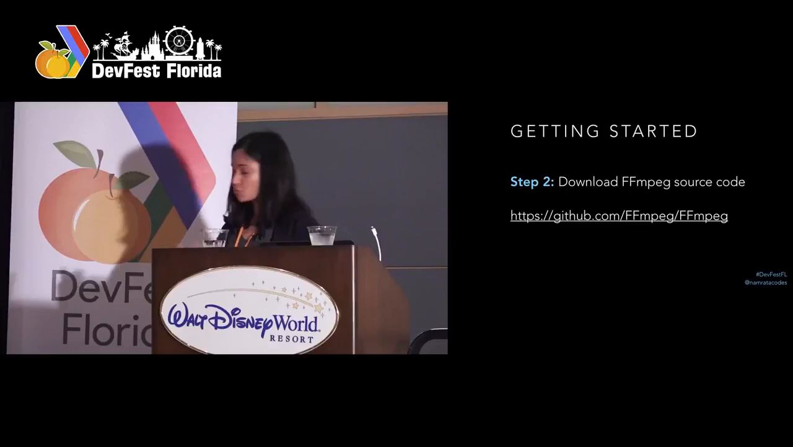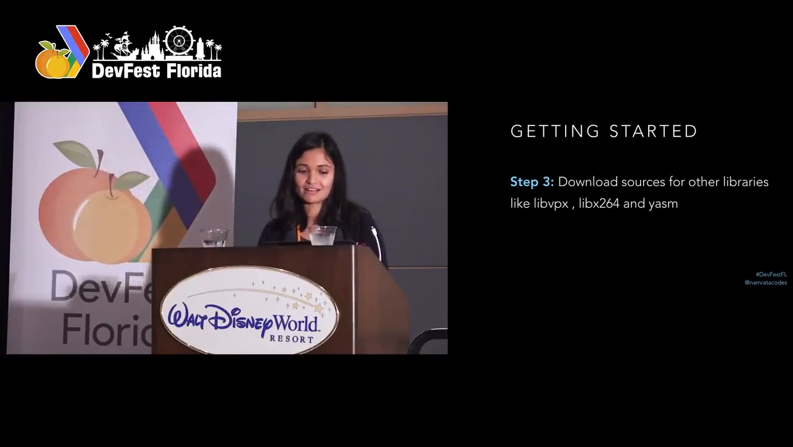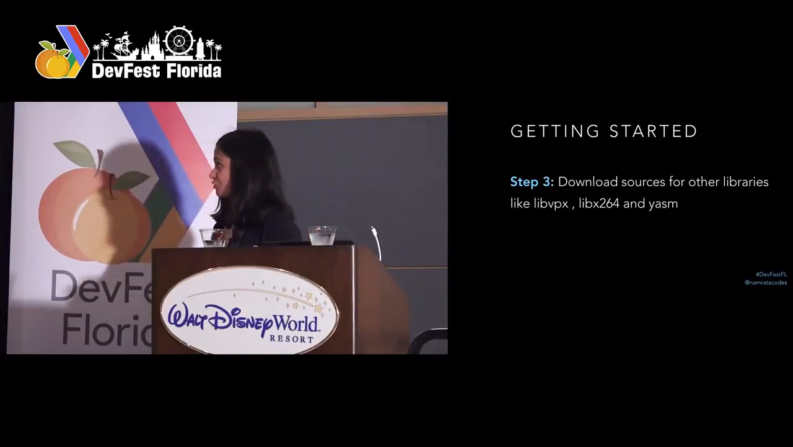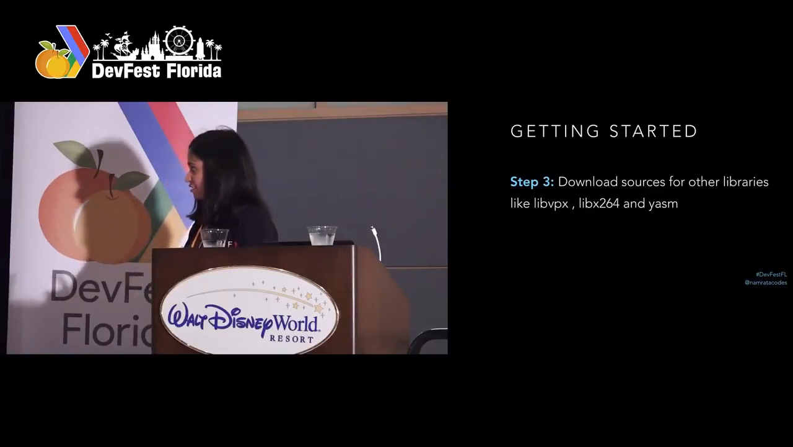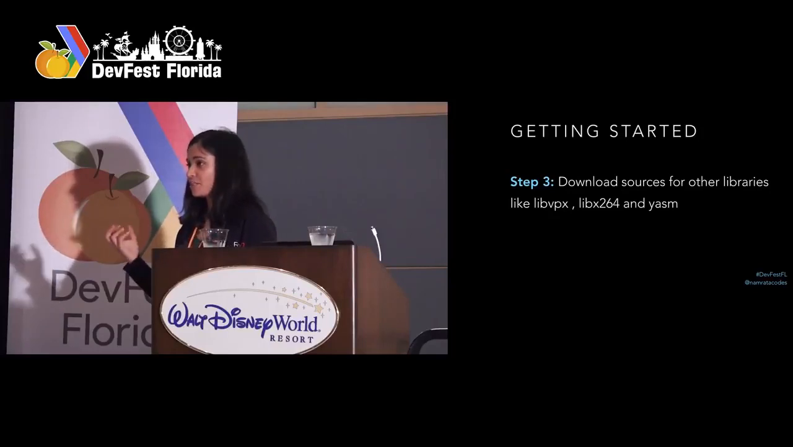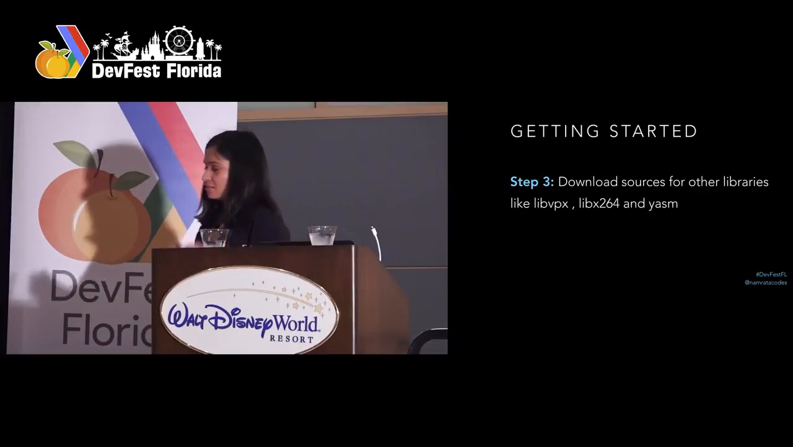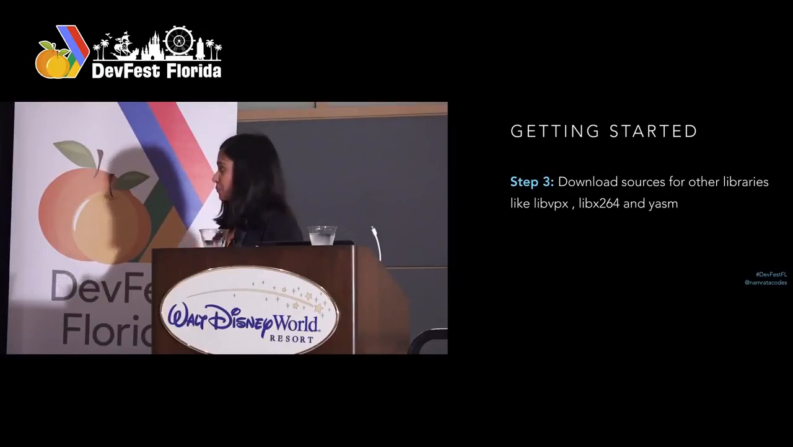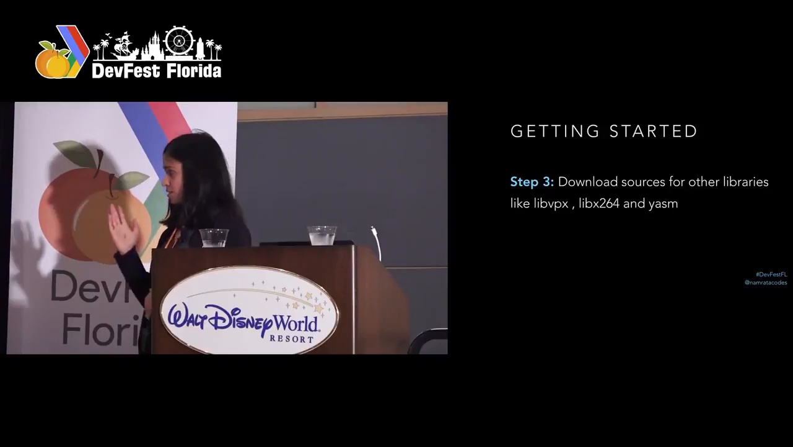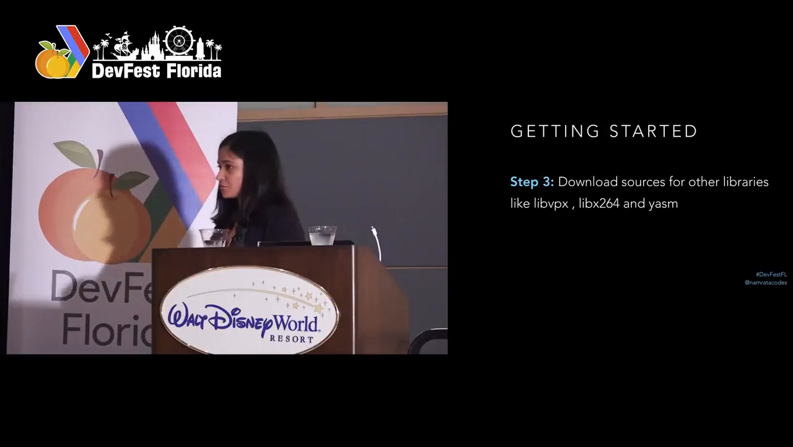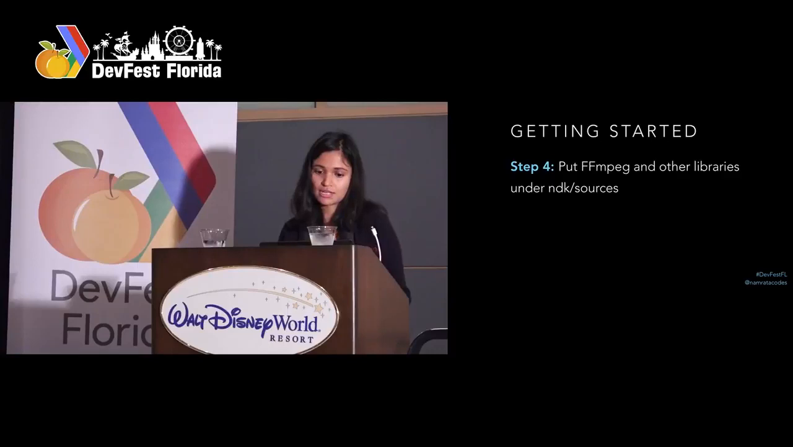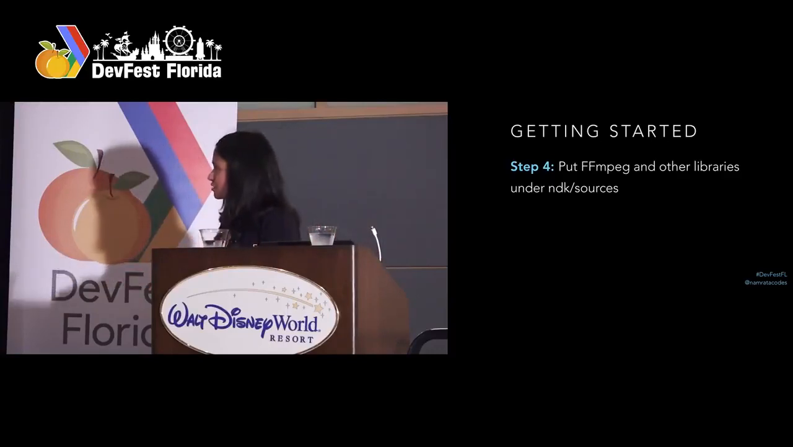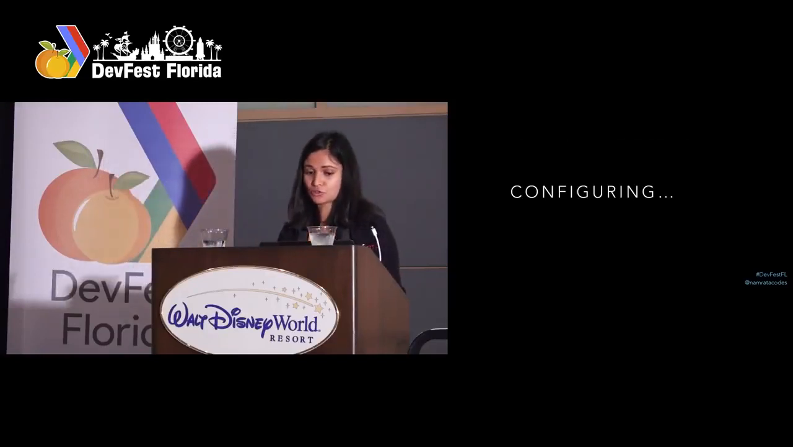Then I downloaded the FFmpeg source code from their GitHub repository. So FFmpeg provides support for a lot of different codecs, but popular codecs like H.264 and VP8 are not supported. However, there are other third-party libraries you could use for this, and you can integrate them with FFmpeg so that the compiled executable would support encoding and decoding these formats. So some of these libraries are libvpx and libx264. I also had to download the YASM library, which is an assembler for the x86 architecture. And the last step was to put all of these source code files, libraries that you had downloaded under the sources folder in your NDK directory.